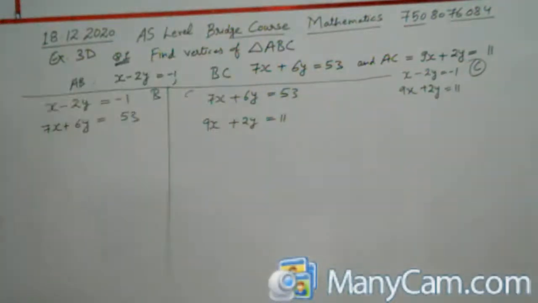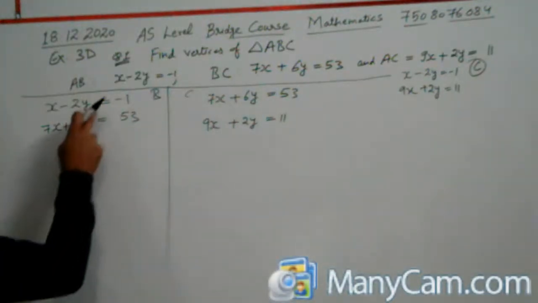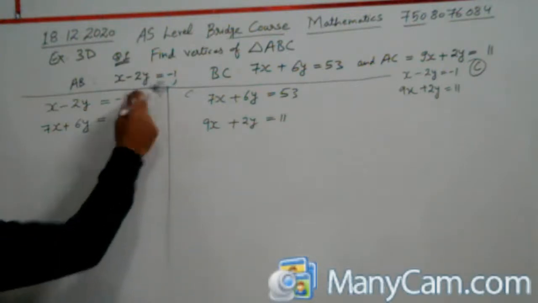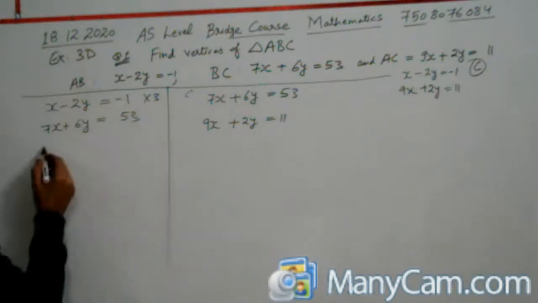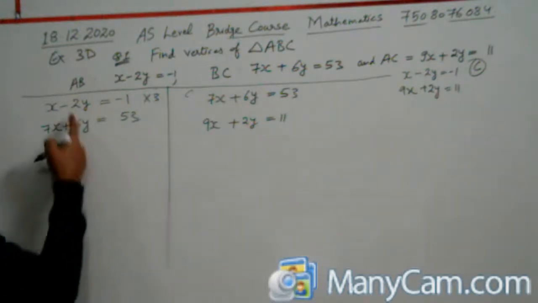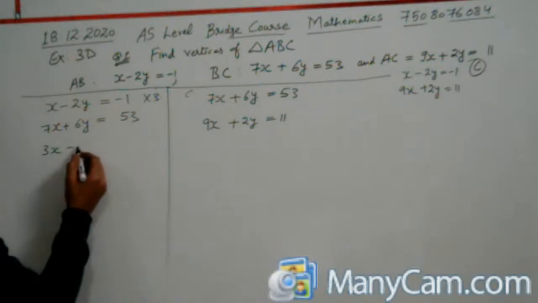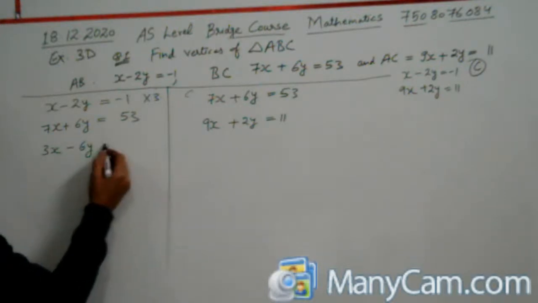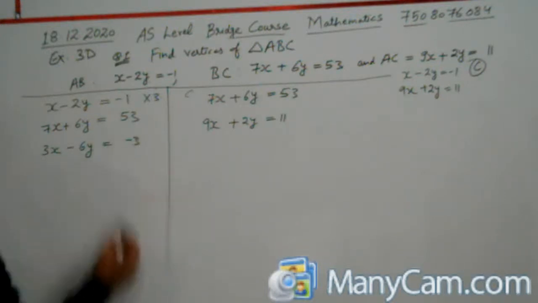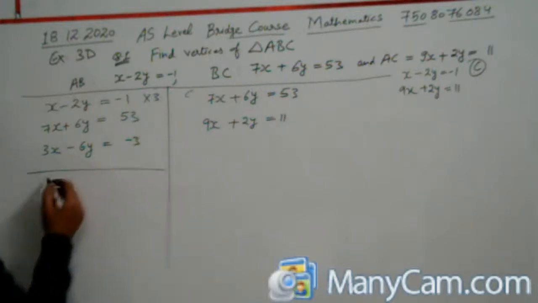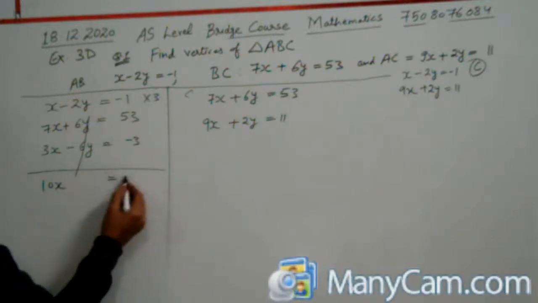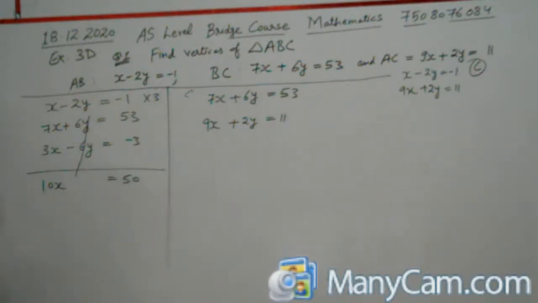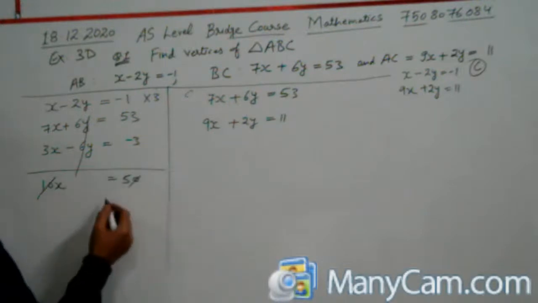So first one, we can multiply the first equation by 3. When we multiply the first equation by 3, we will get 3x and here minus 6y is equal to minus 3. When we add both equations, we have 10x, and here 6y cancels, and it is equal to 50. So what is x? x is equal to 5.